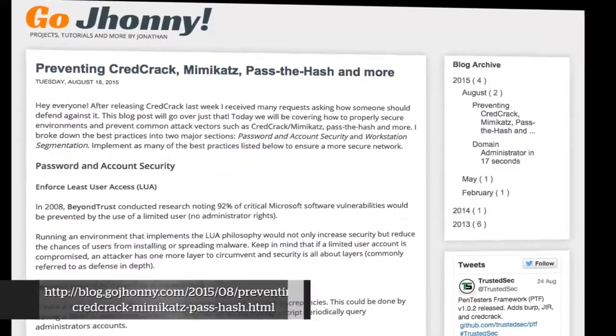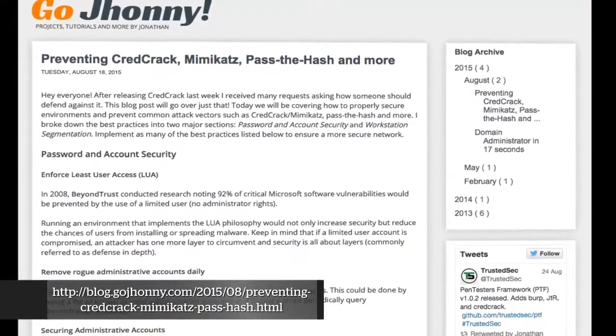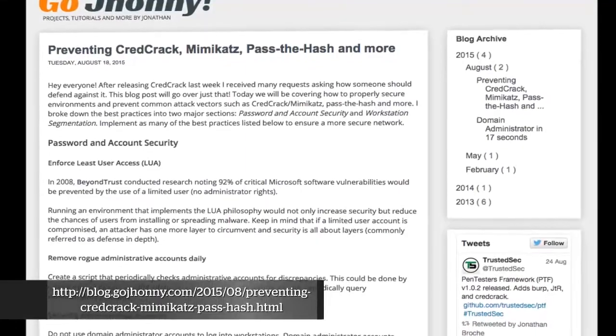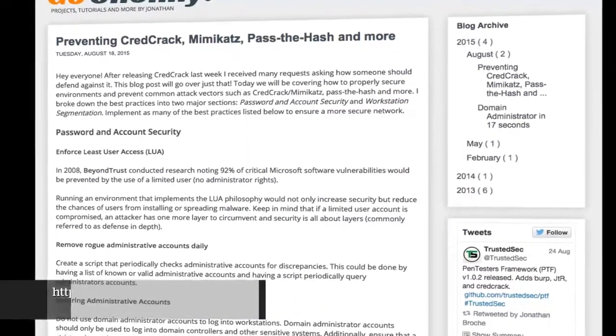He gives a nice concise readout, starting with having good password and account security, so enforce least user access. Don't give people more privileges than they absolutely need. I think we had discussed that before. The other one I thought was interesting: he says remove rogue administrative accounts daily. If you have rogue administrative accounts occurring daily on your network, then that's a problem.